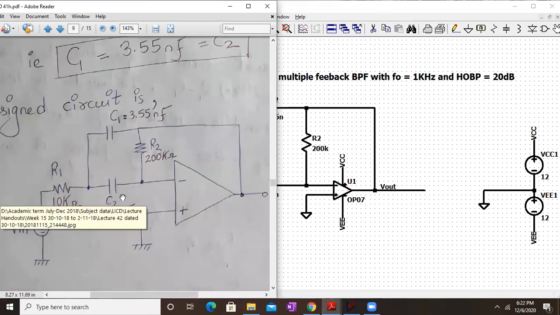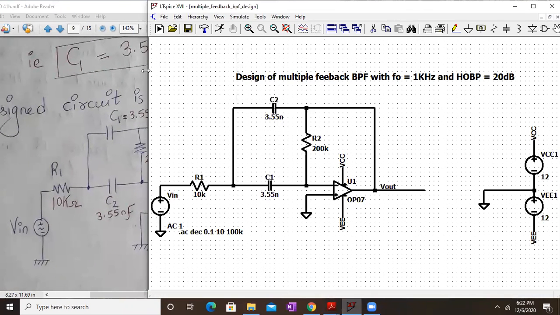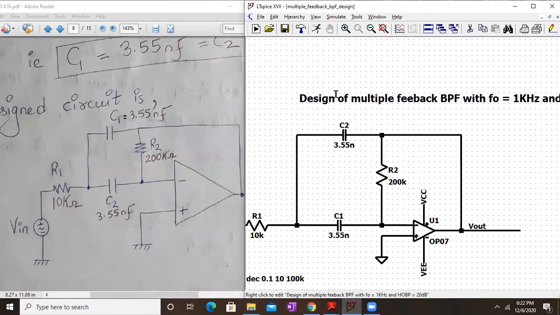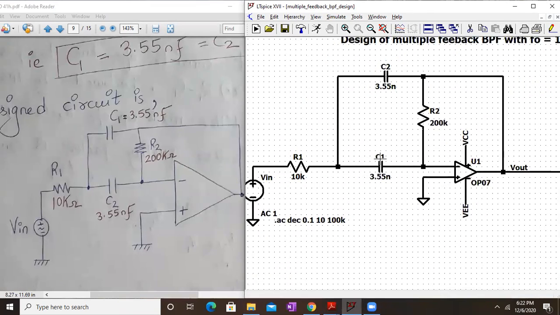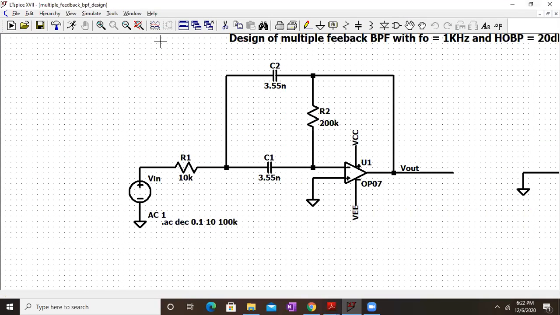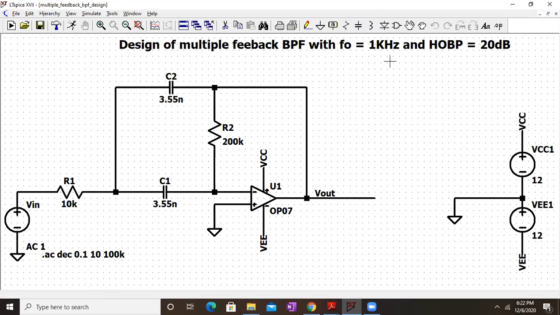Okay, let me adjust this window now. So this is my multiple feedback bandpass filter. We have over here R2 which is 200K, C1 and C2 is 3.55 nanofarad, and R1 is 10K. We have designed this for a resonant frequency of 1 kilohertz and H0BP as 20 dB.